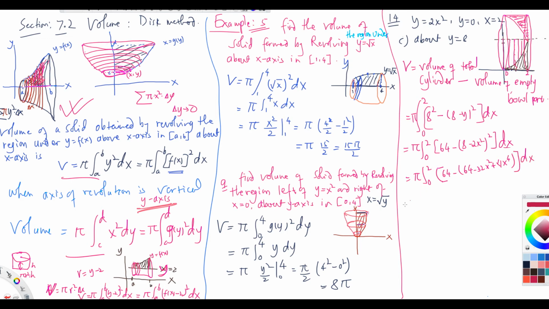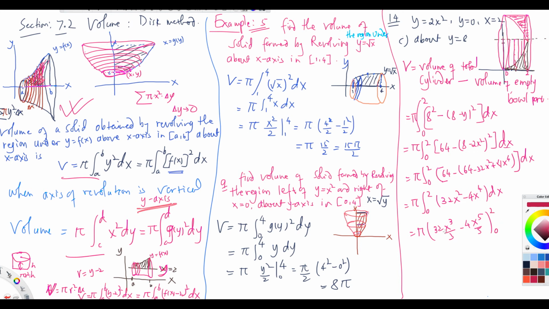If you simplify that, what do you get? You get pi, 0 to 2, and the remaining thing is just a definite integral you saw in calc 1. So 64 minus 64 is 0, and then positive 32x square minus 4x to the 4, and then dx. Now you can use a calculator to find this definite integral. It is 32x cubed over 3 minus 4x to the 5 over 5. That's the integral, right?